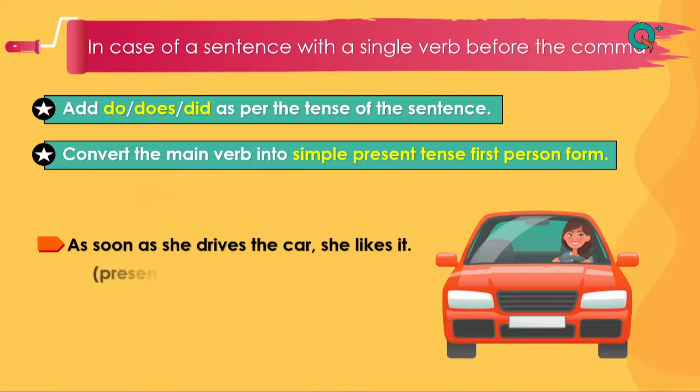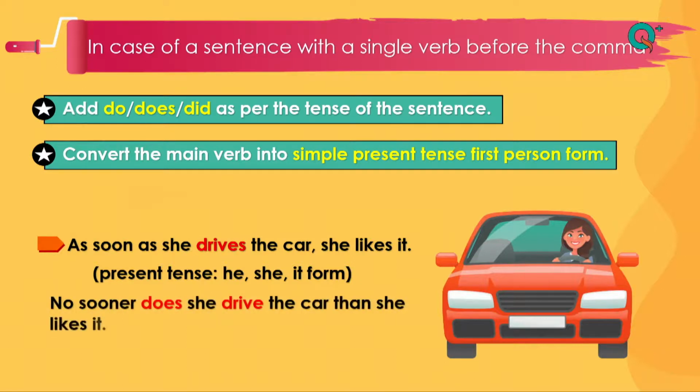As soon as she drives the car, she likes it. Here, the tense of the sentence is present. So it is drives. But the subject is in she form. Since it is in the present tense and it is in the she form, we are going to use does. So no sooner does she drive the car than she likes it.